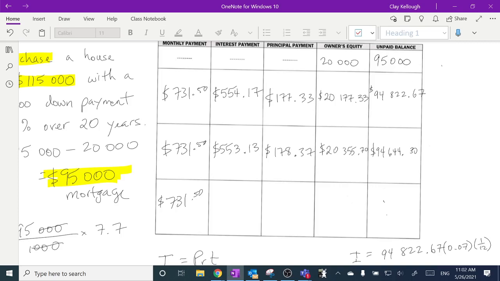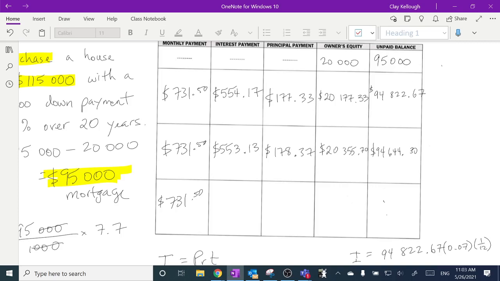I better just double check this number. $94,822.67 minus $178.37. Oh, I wrote it down wrong. No, I didn't. 94,644.30. No, that's it. That's the right number. That's what I've got. Yeah, okay.